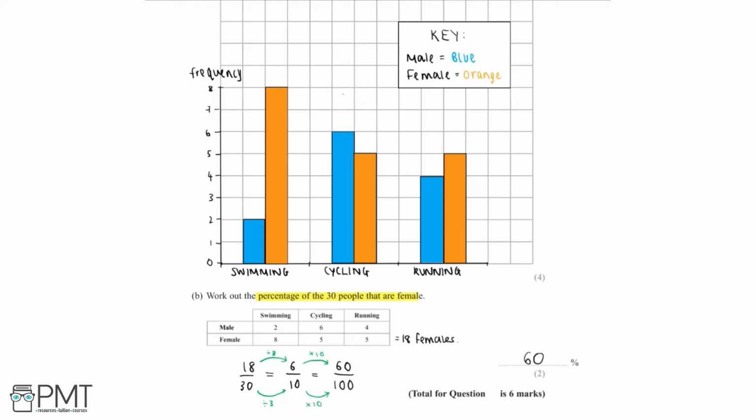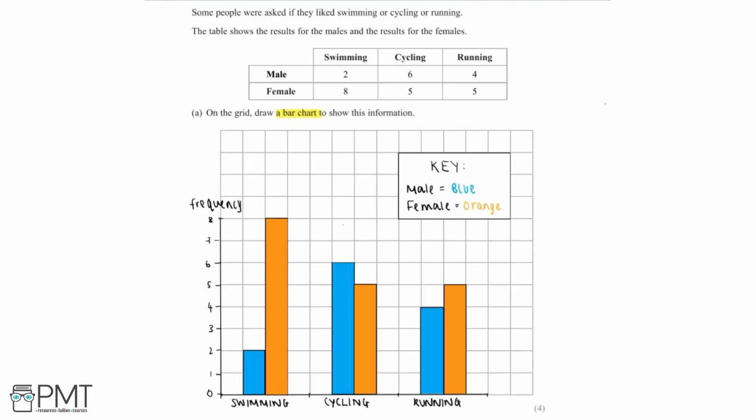Now this question is worth 6 marks, so let's take a look at where these marks are allocated. In part A, we get 1 mark for a correct scale on our vertical axis, which goes up in regular intervals. In our case, we have a vertical axis which goes up in intervals of 1.